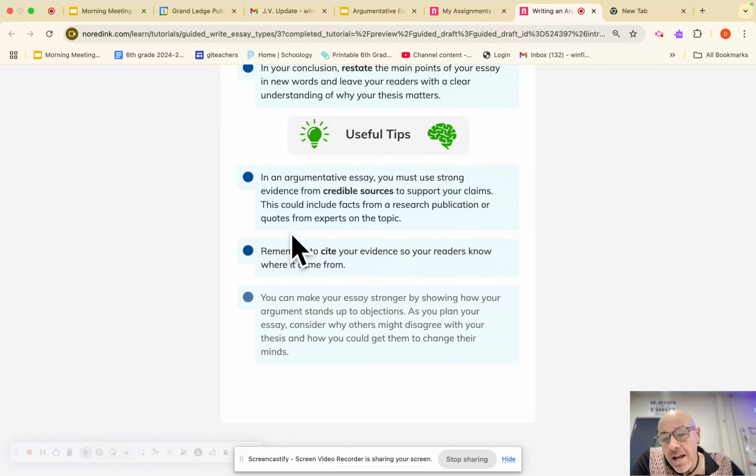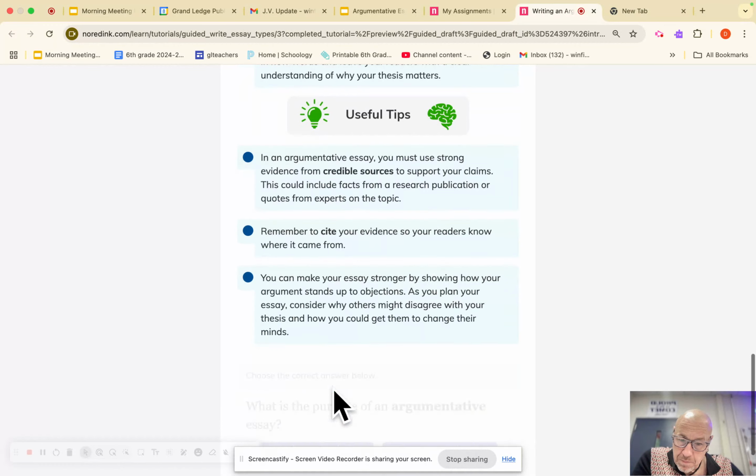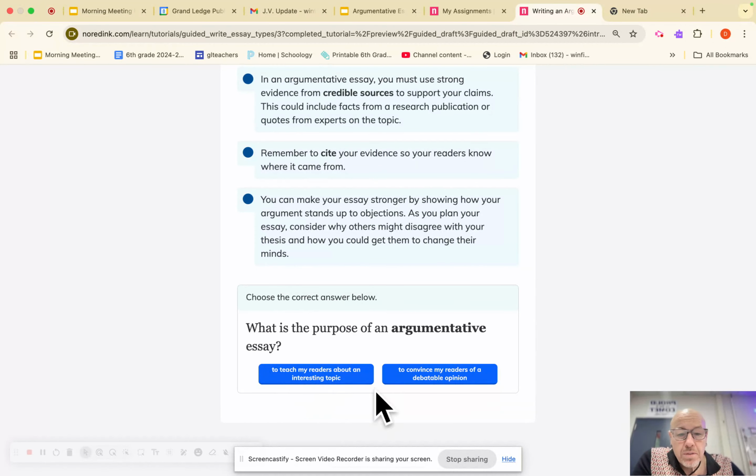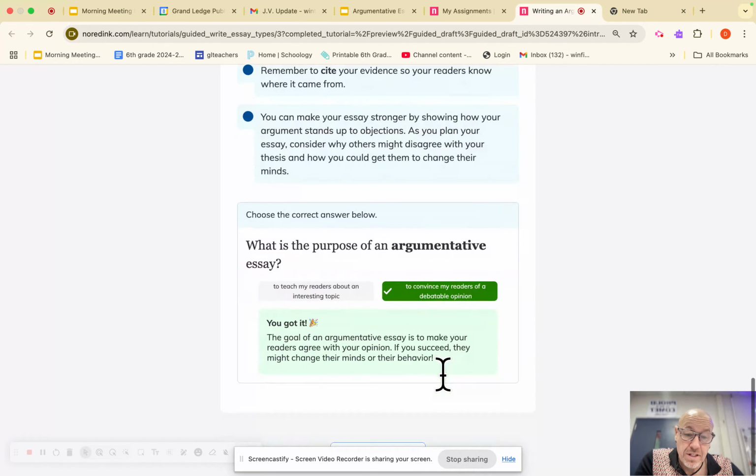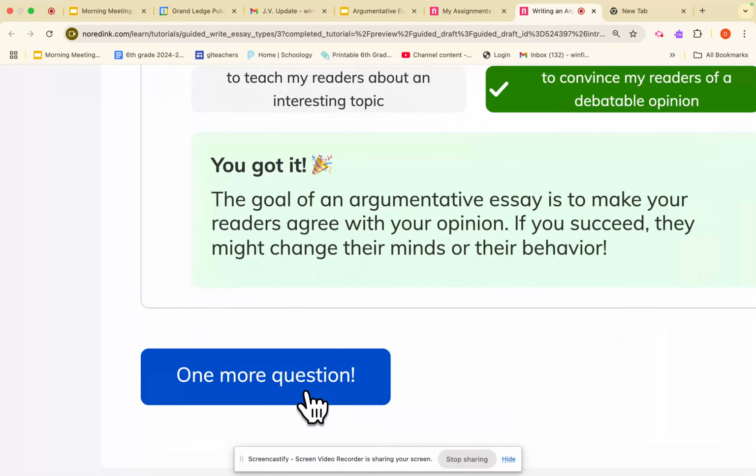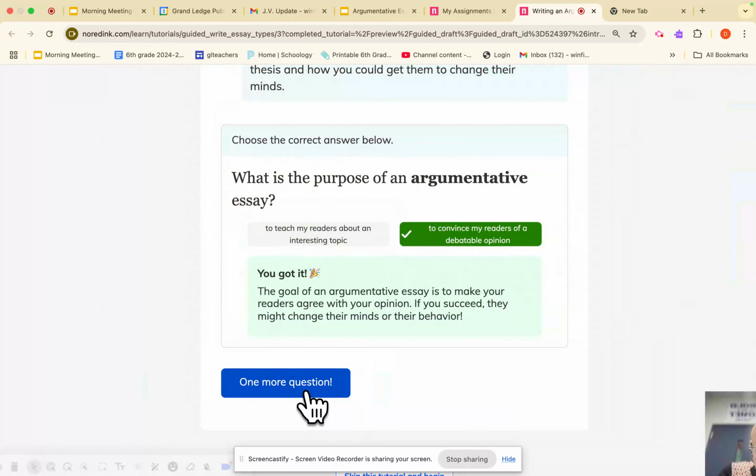So I'm not going to focus in on credible sources just yet. But it says, what is the purpose of an argumentative essay? Well, is it to teach readers about an interesting topic or to convince them? It is going to be convincing them. Make this a little bit bigger for you. Sorry.